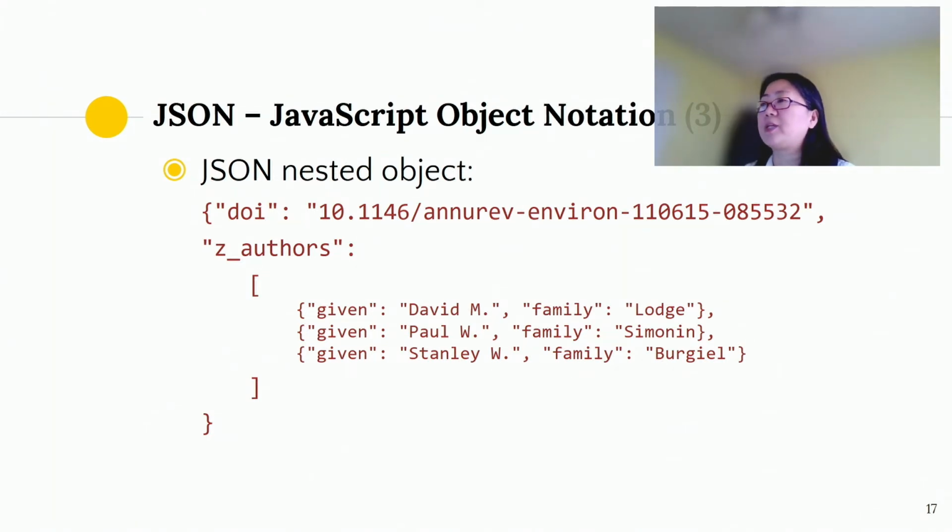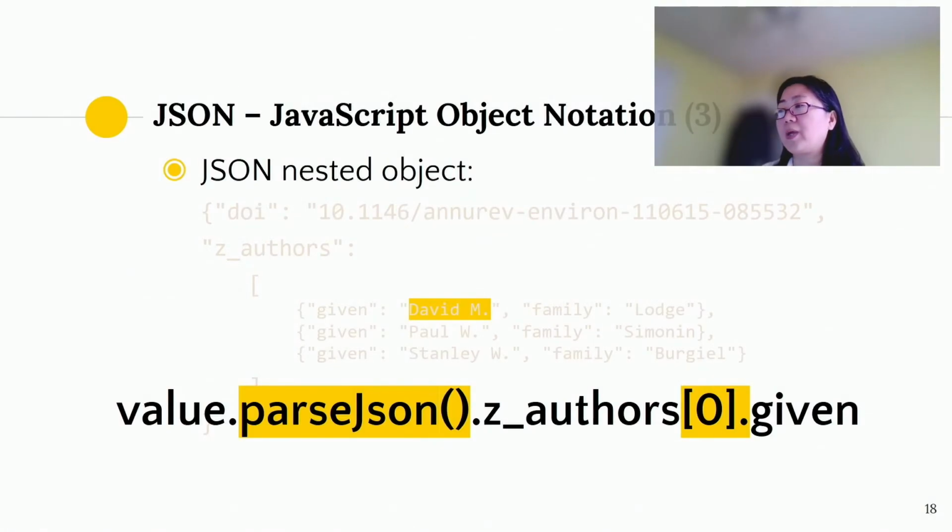In JavaScript or in JSON, the index starts from 0. So if we want to extract the information of the first author, we're going to use the index 0. Here is how it looks. We want to get the given name of the first author. This is the expression. The value, that's the JSON object, and we use the function parseJSON, and the key is authors, and this is the index 0, and we want to get its given name.